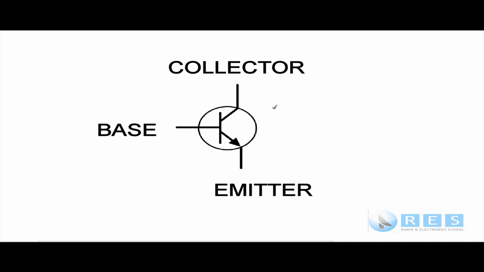Whether it's PNP or NPN, the three leads of a transistor are called the same. The input, where we put the signal in, is the base. The output is the collector, and the emitter is common to both the base and the collector. So if I drew a very simple circuit here, this would be the output, and this would be the input.